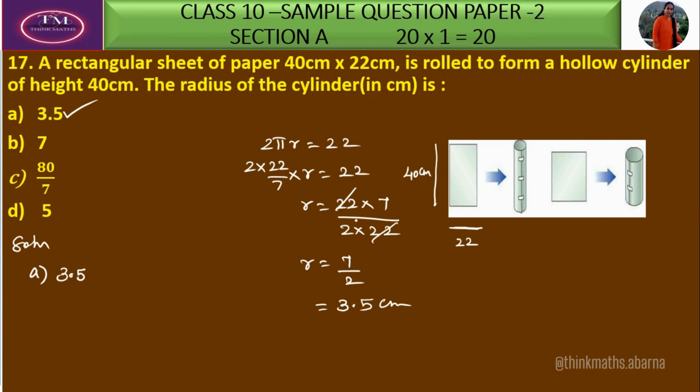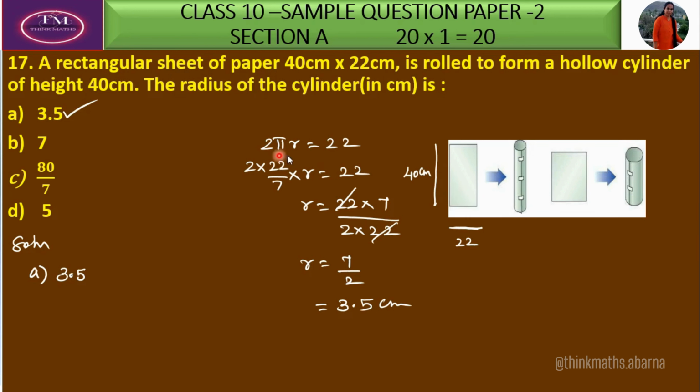Okay, children. So just to understand, the paper height is 40 centimeter and breadth is 20 centimeter. So the height will not change. The height will be same. If we roll the paper, the breadth will be rolled to form a circle. So there will be a circle shape on base and the top. So this base length will be 22. So perimeter will be 22.